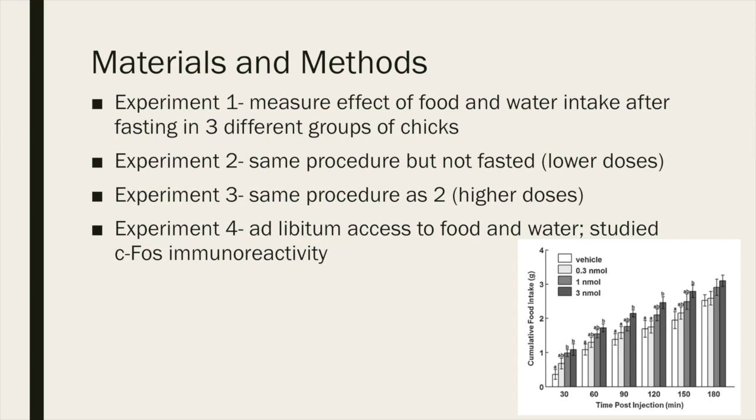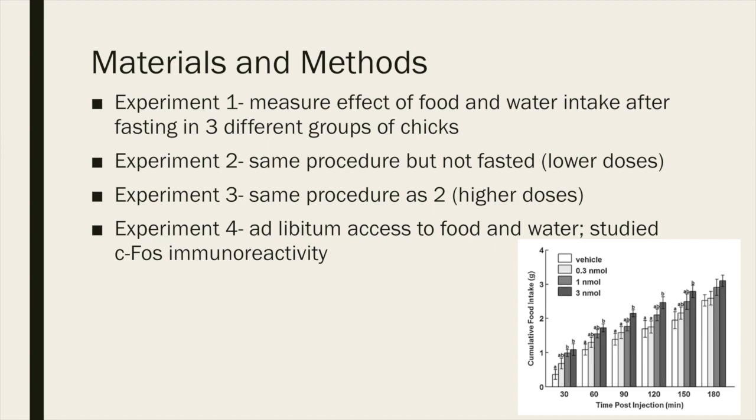This research was broken up into 8 different experiments. They were each designed in response to the previous experiment, getting more specific and adding on to the variables tested. So Experiment 1 was designed to measure the effect on food and water intake in chicks after a 3-hour fast. The chicks were broken up into 3 groups, all with different amounts of the XPN. Food and water consumption was measured in 30-minute intervals after the injection.